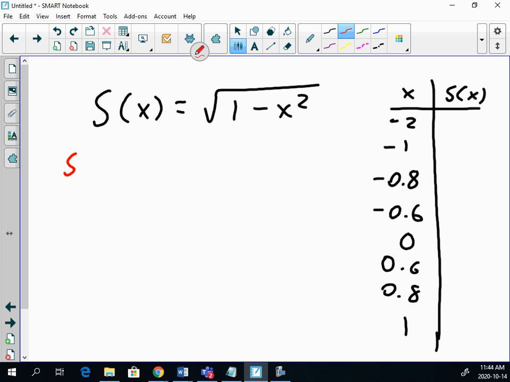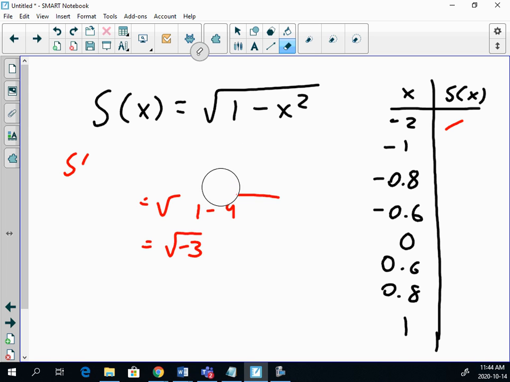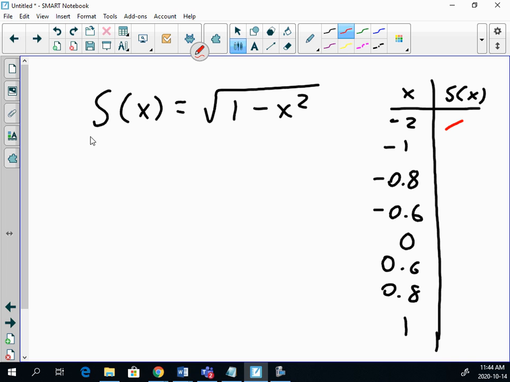So starting with s of -2. Note that this gives me the square root of 1 minus (-2) squared. That is to say, the square root of 1 minus 4. That is to say, the square root of -3. And I can't take the square root of a negative number, so there's no real answer there. And -2 actually can't be in the domain of our function. So we have some restrictions on the domain of this s of x.